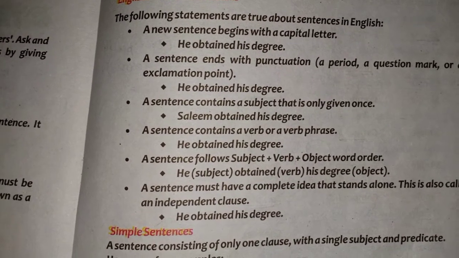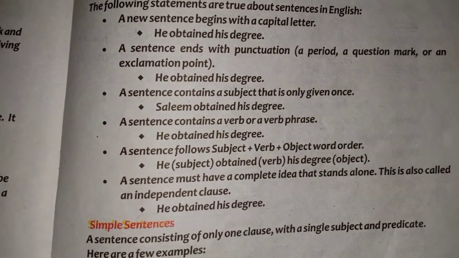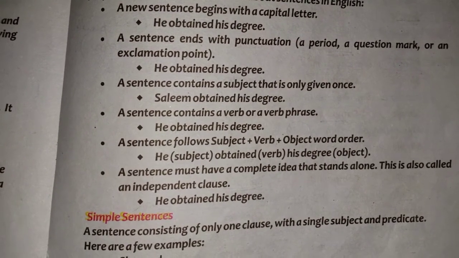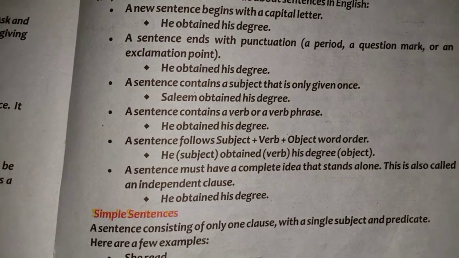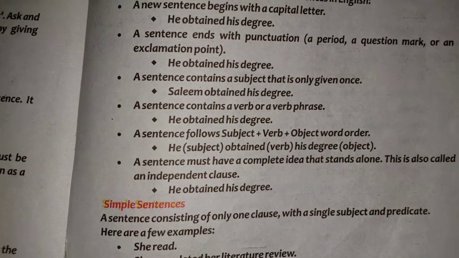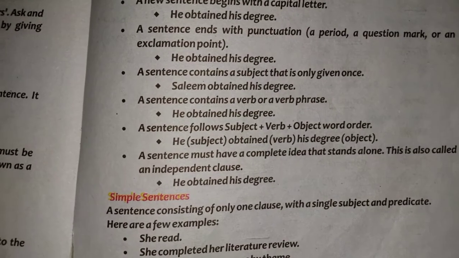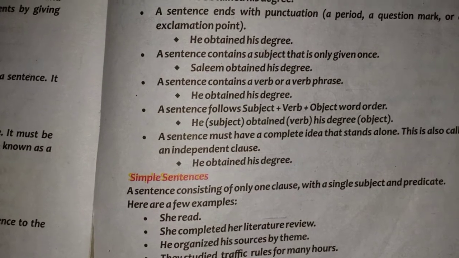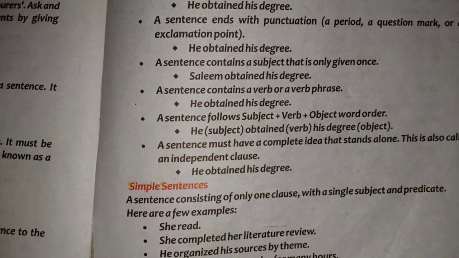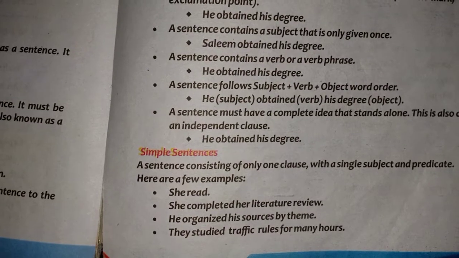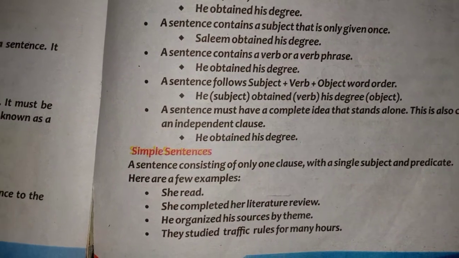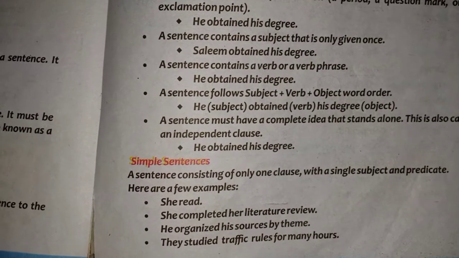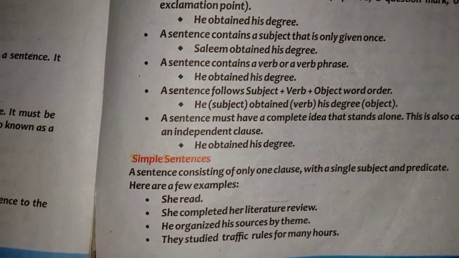Clear? Then, a sentence must have a complete idea that stands alone. This is also called an independent clause. "He obtained his degree." Do you remember I told you that a sentence can also be called an independent clause or main clause, because these both have the same characteristics. Clear? After that, we are going to discuss simple, compound, and complex sentences. So let us discuss the first one.